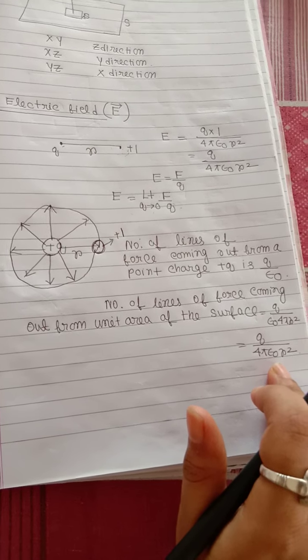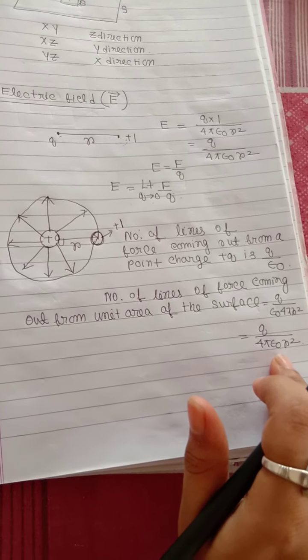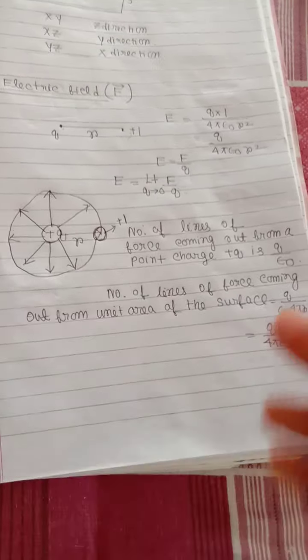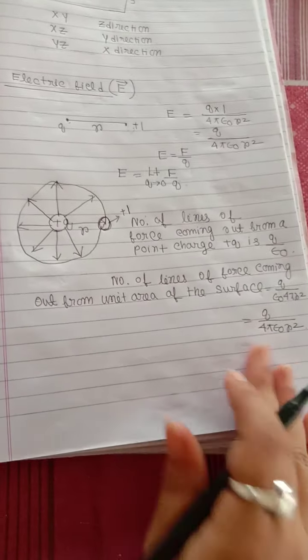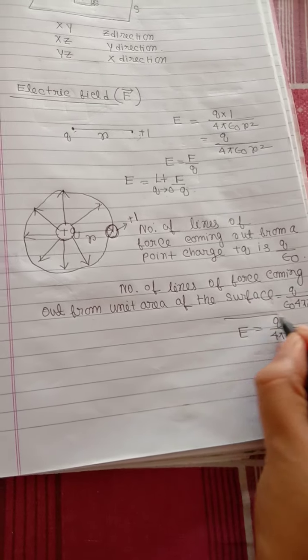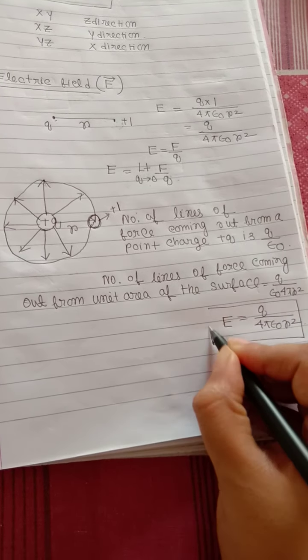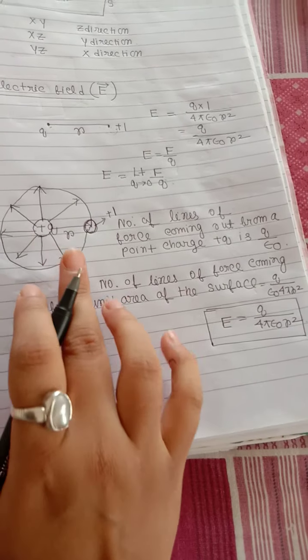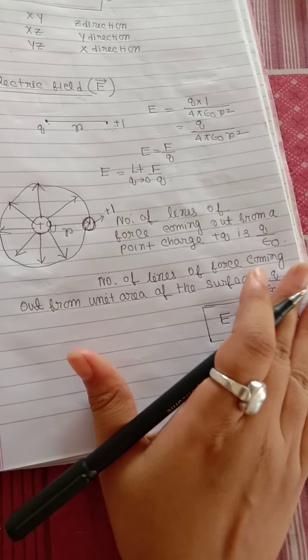So remember it, this is also a definition of electric field. While we are discussing electric flux, this definition of electric field is very important. So alternatively we can define electric field like that: the number of lines of force coming out from the unit area of a sphere gives us the value of electric field.